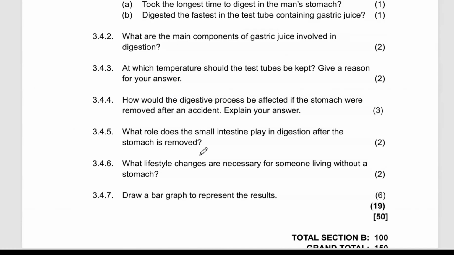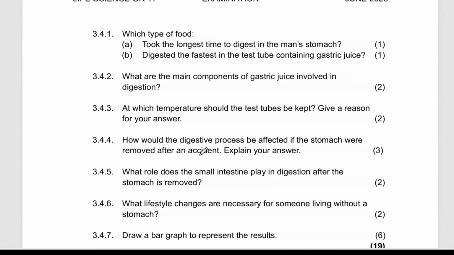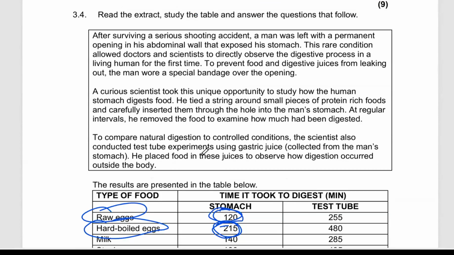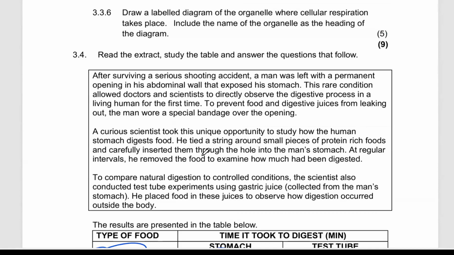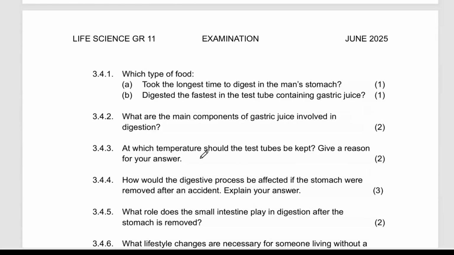I don't want to go to the distinction material book now to show all those things, but everything is there. Then they're saying, at what temperature should the test tube be kept, and give a reason for your answer. Basically, it is 37. Why? Because that's the optimum temperature for the body. It means it will be mimicking that of the human. So that's the optimum temperature for the enzymes to work best. Did they talk about it in the passage? I don't know. But that is supposed to be the reason.